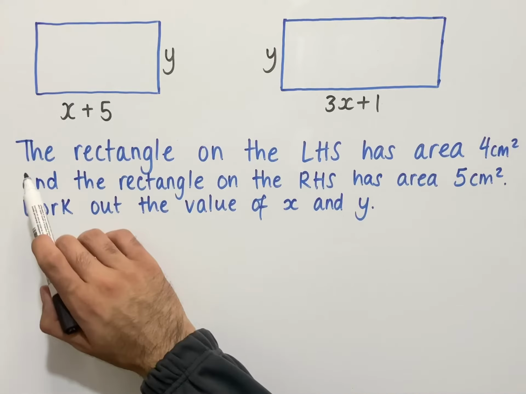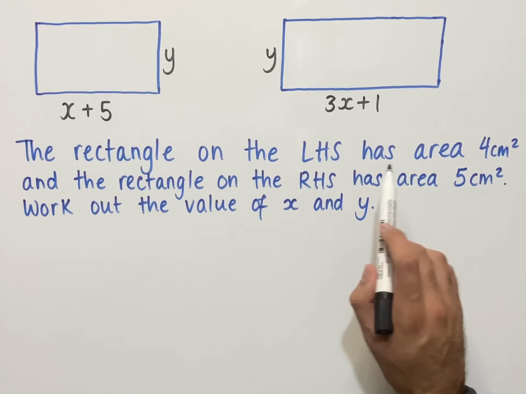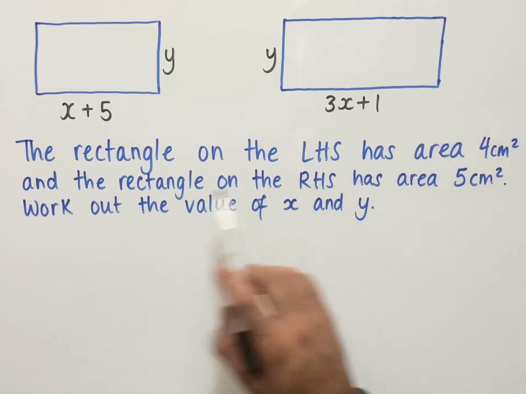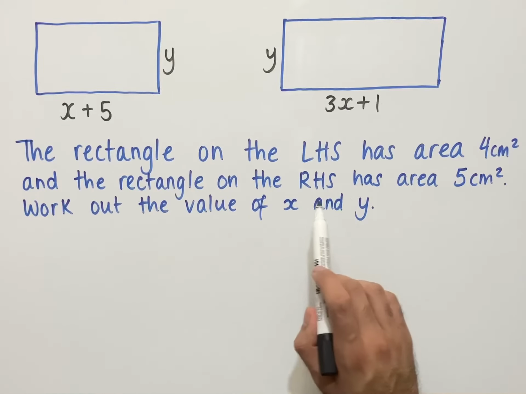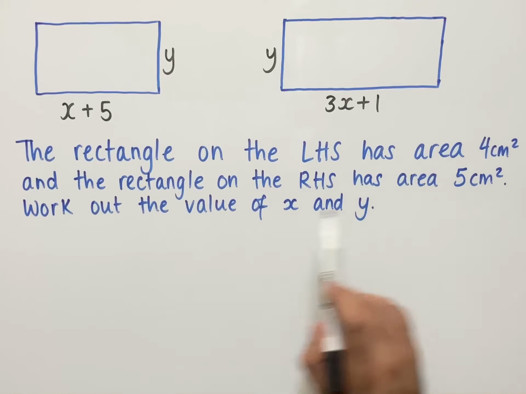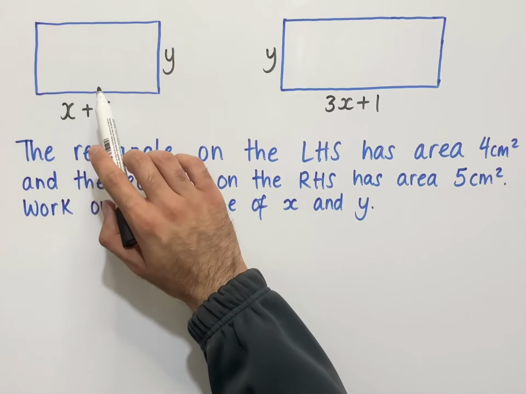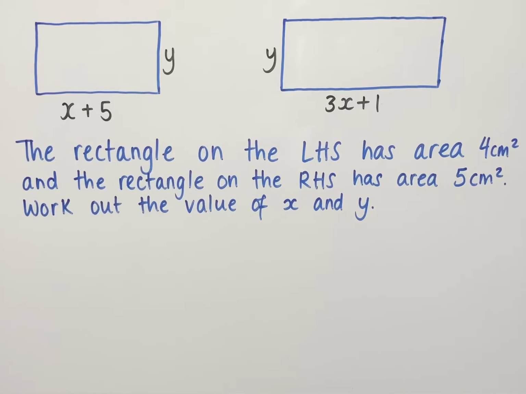The question says the rectangle on the left hand side has area 4 centimeters squared and the rectangle on the right hand side has area 5 centimeters squared. Work out the value of x and y. So we're told that the rectangle on the left hand side has an area of 4 centimeters squared.